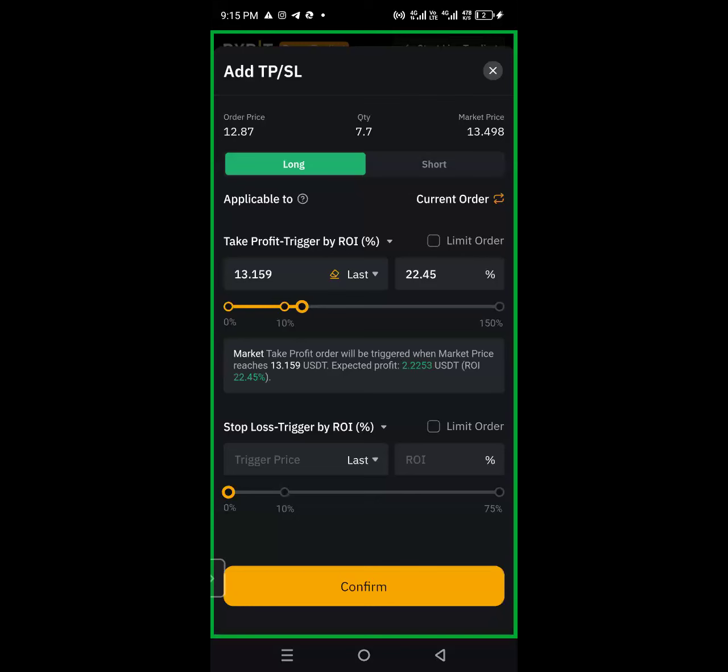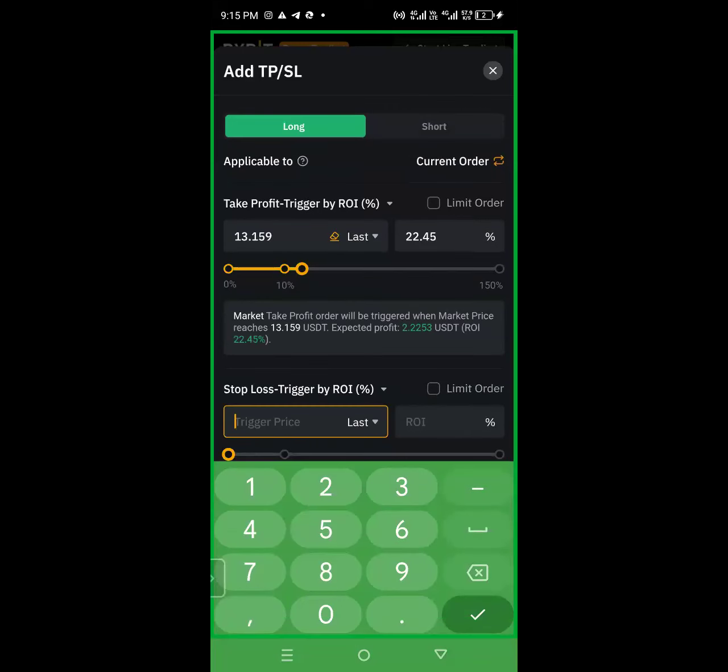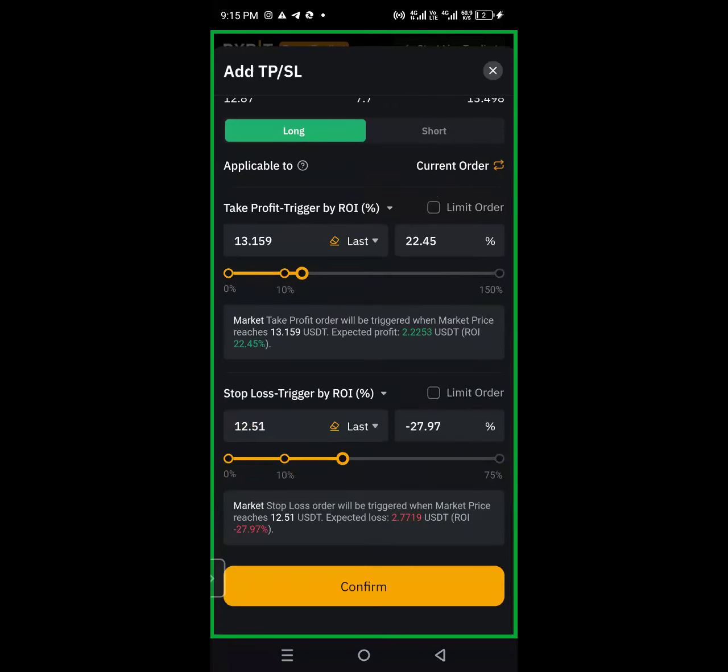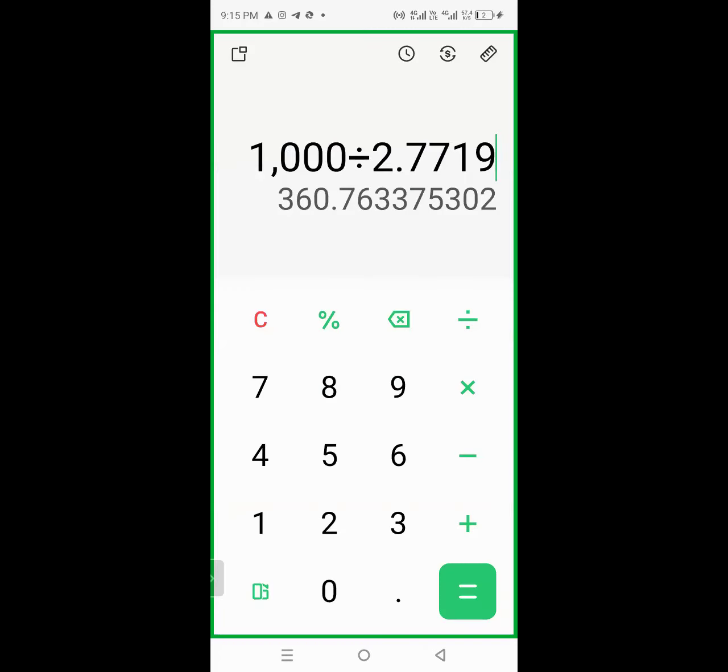So now the 1,000 that I got, divide it by your expected loss, which is the reason why I had to come back and take care of that. Now click 1,000, the one that you have already calculated. Today I want to be dividing 1,000 by the expected loss of this trade idea, which is 2.7719, gives us 360.763.